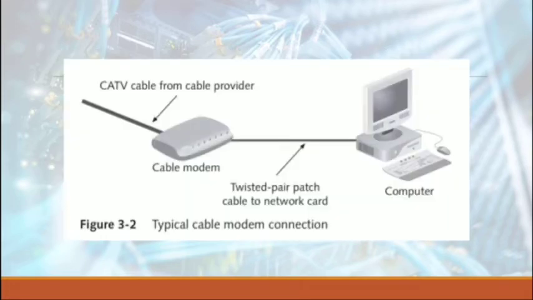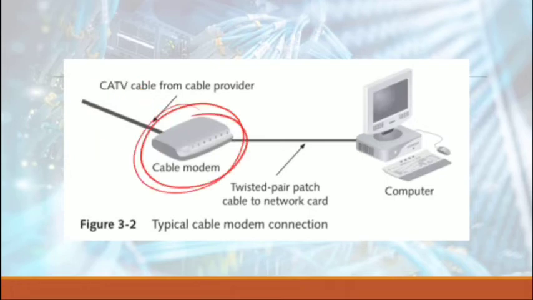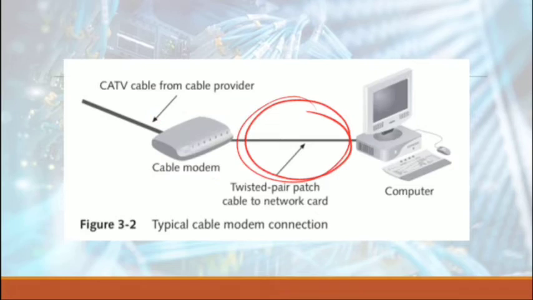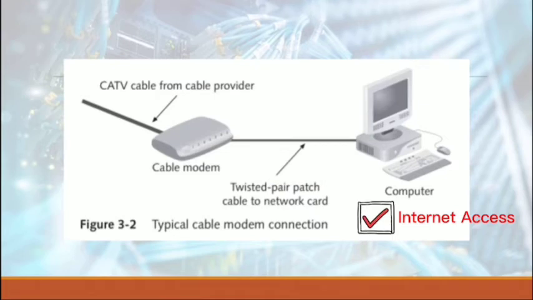This is what typical cable modem connections look like. This one is the CATV cable from the cable provider. And this one is the cable modem. This wire is called twisted pair patch cable to the network card. It connects the cable modem to the computer and allows the computer to have internet access.